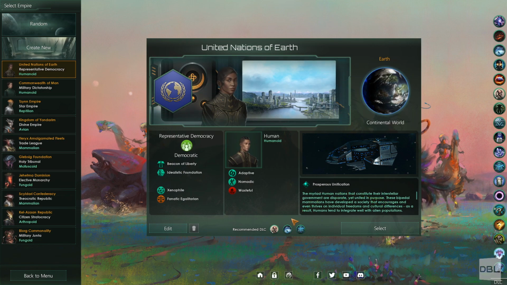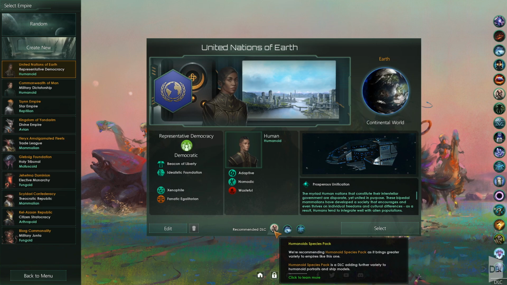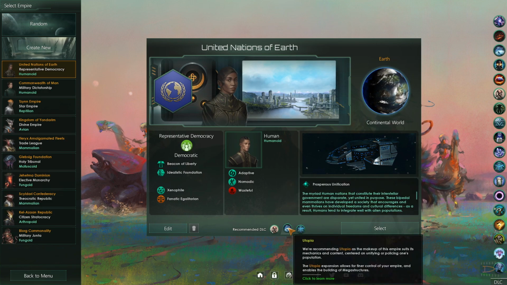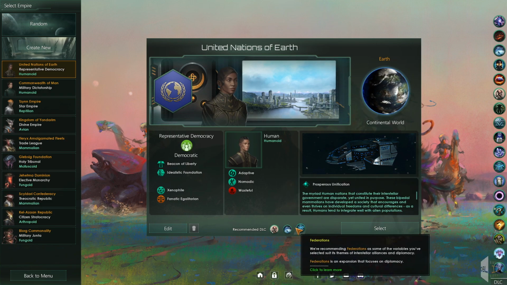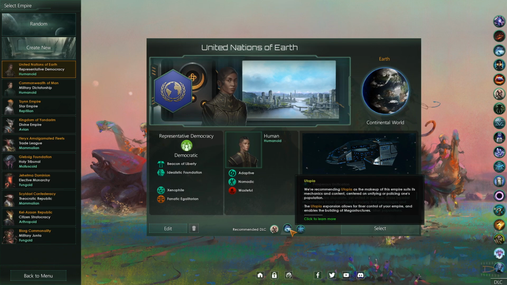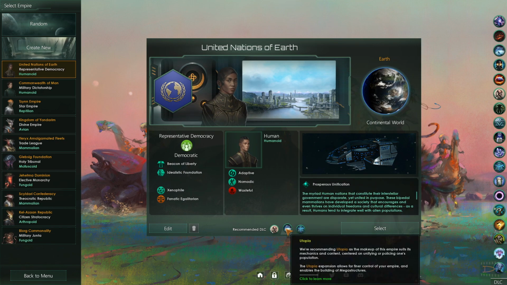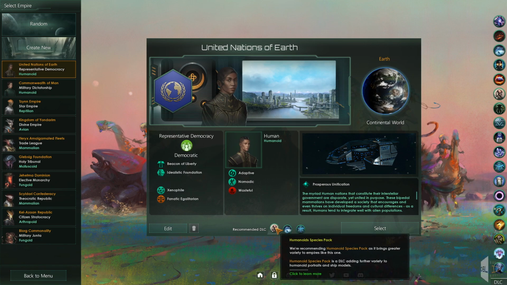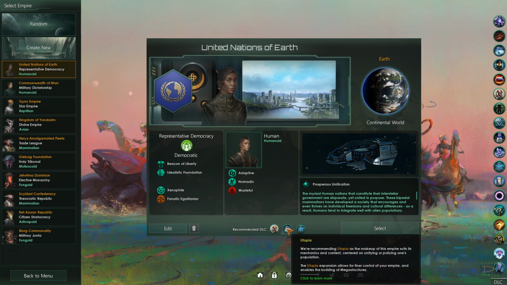Oh, they have recommended DLC. Humanoid species, Utopia, and Federations. That focuses on diplomacy, finer control of your empire, and enables the building of megastructures. Adds further variety to humanoid portraits and ship models. Ooh, nice.